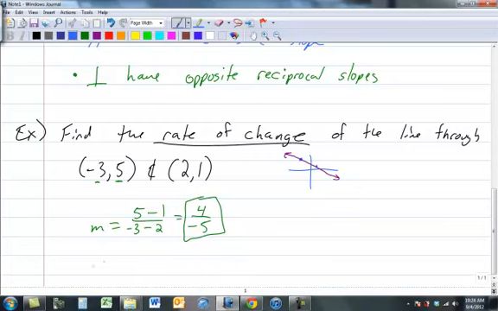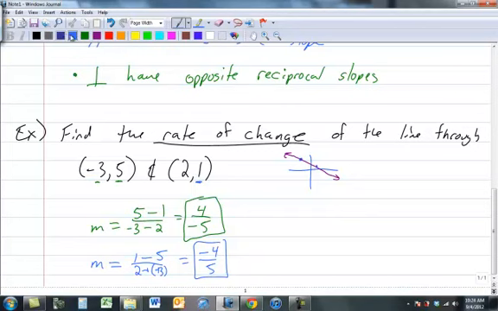Let me show you this again real quick. Suppose I started off with 1 minus 5. That's fine, but then I have to start with the 2 again. 2 minus negative 3 is the same thing as plus 3. So this would be negative 4 over 5. It doesn't matter which one you start with, but you always have to start with the same one as well. So that's the slope formula.